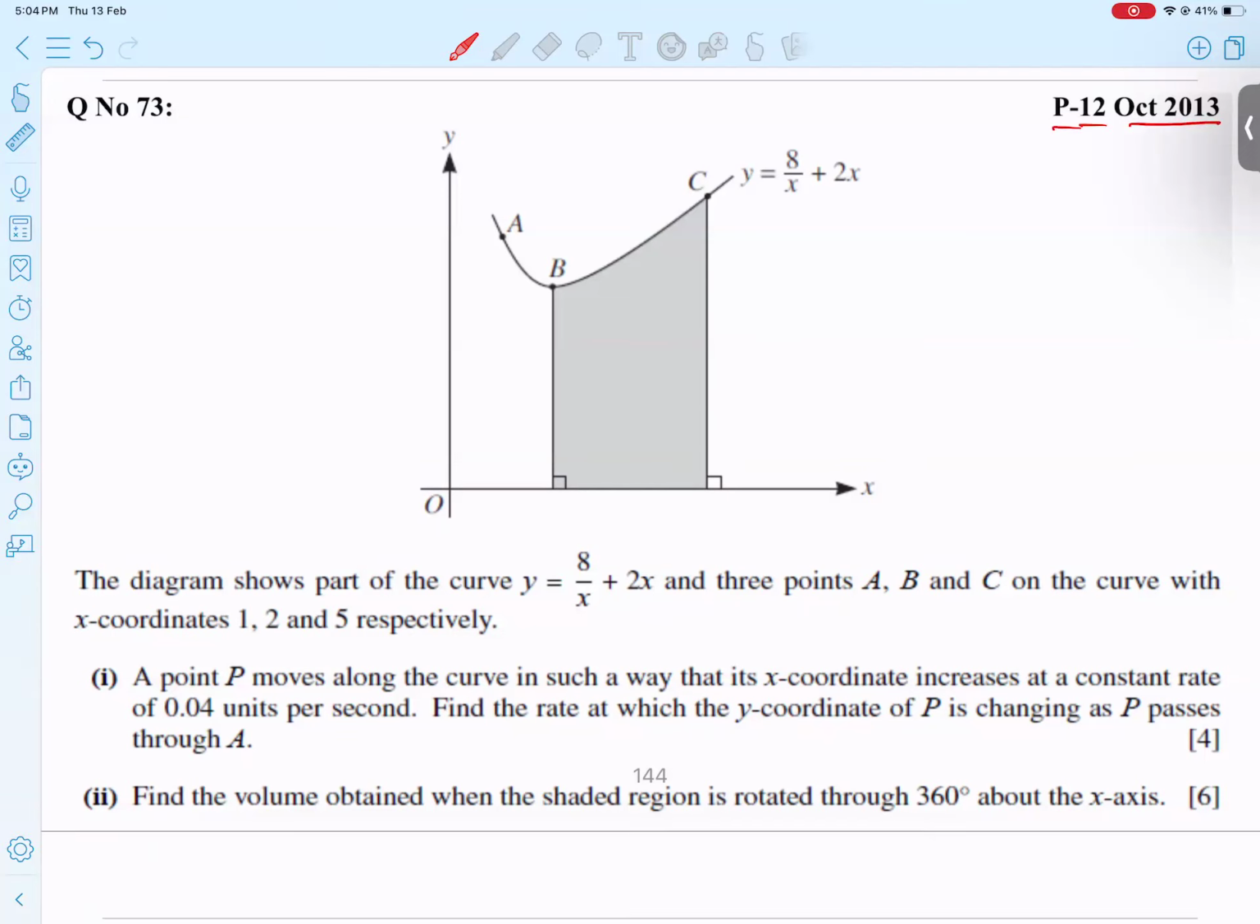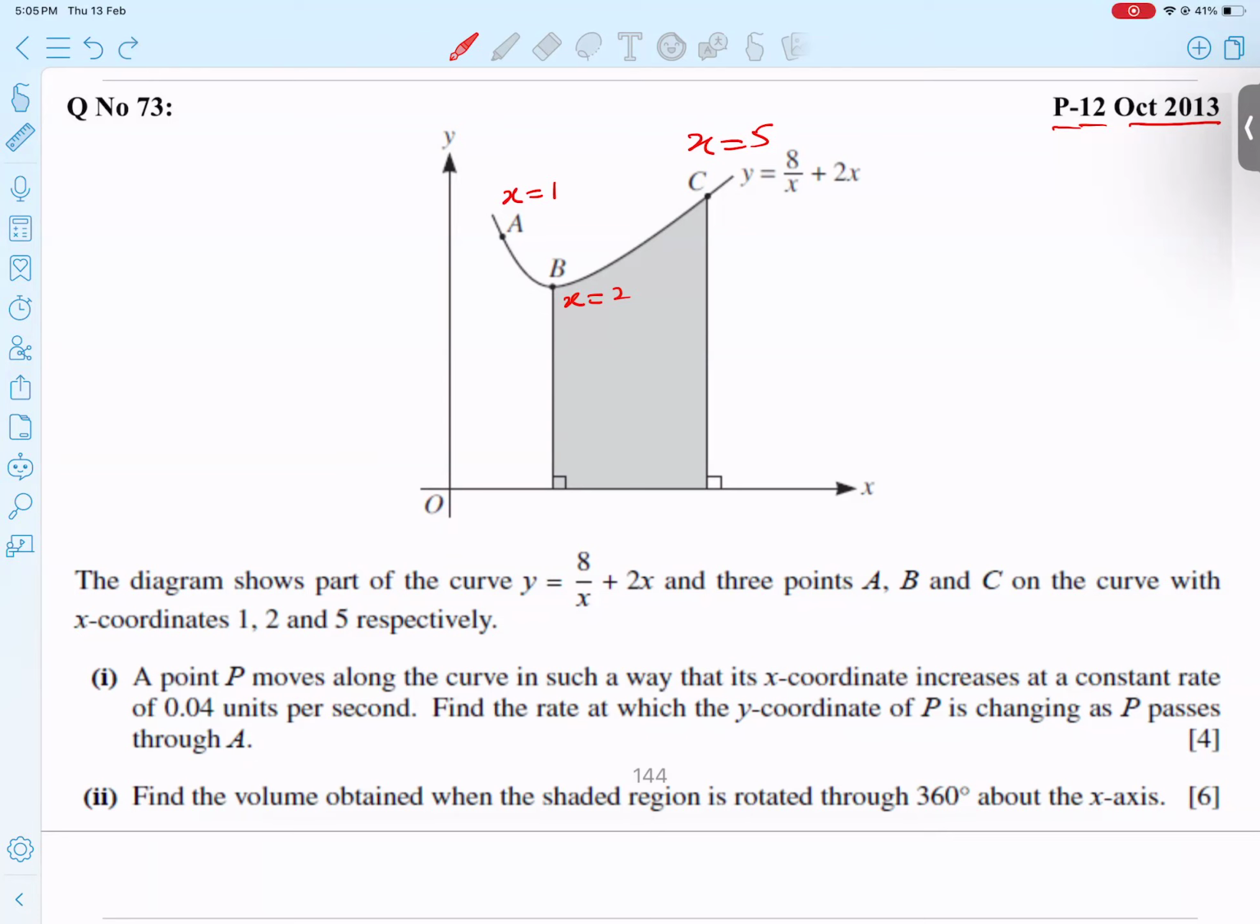Okay, the question number in this worksheet is 73. Concentrate. The first part, we must just know it. The equation of the curve is mentioned here. And A, B, C, the x values are 1, 2, 5. It means at A, the x value is 1, at B, the x value is 2, at C, the x value is 5. He said point P moves along the curve, and he mentioned clearly that the x coordinate increases at a constant rate, this much.